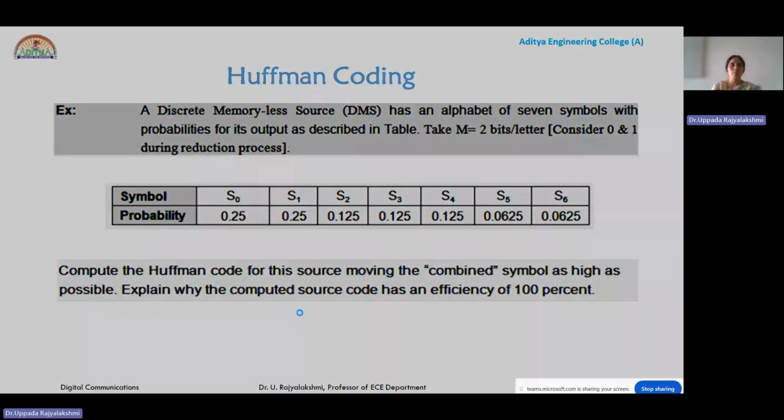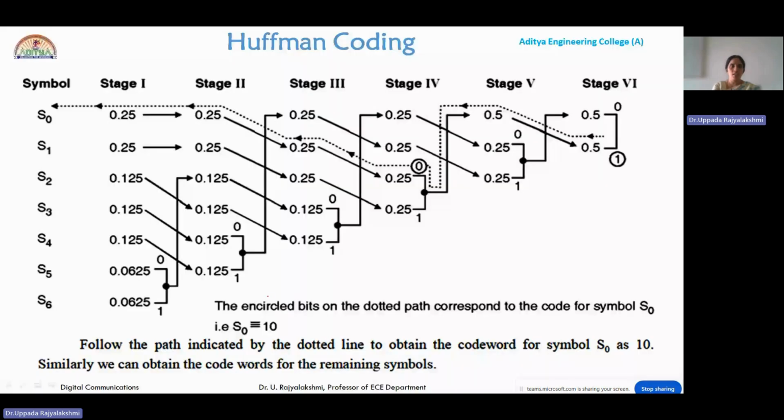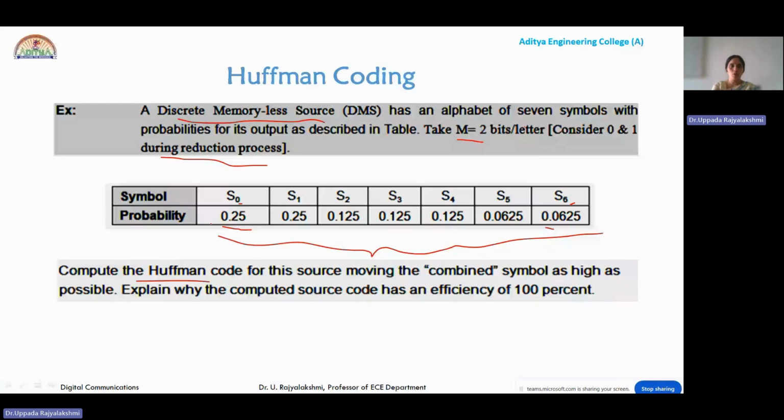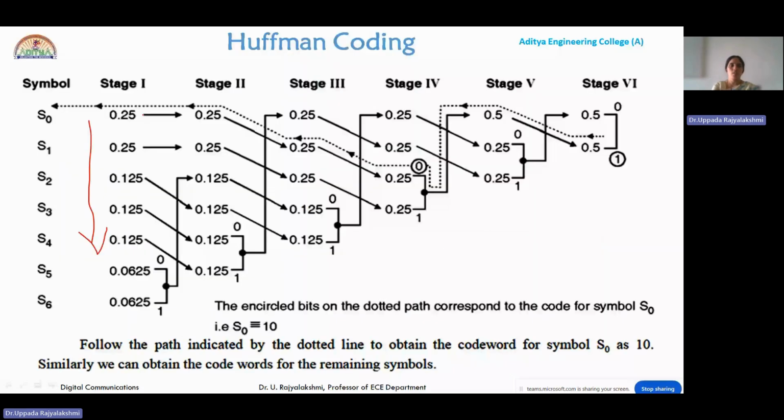The first step in the Huffman as well as the Shannon-Fano coding procedure is the same. That is, you have to represent all the symbols in non-increasing probability, that is, decreasing order of probability. In the given example itself, all the probabilities are shown in decreasing order. If you observe, it is from 0.25 to 0.0625. So it is in decreasing order only. So we have represented this in stage 1.